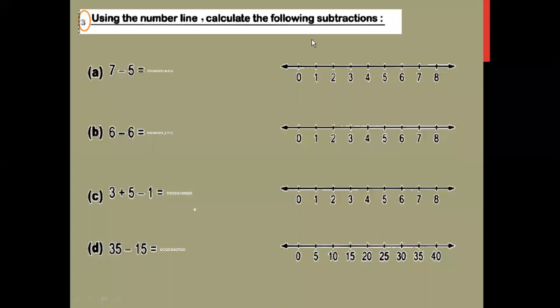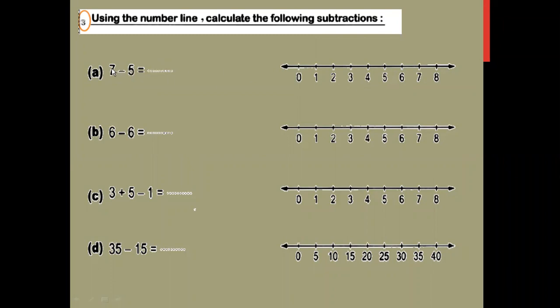This is our new lesson, okay? This is addition and subtraction by using the number line. 7 minus 5. I know that the result will be 2, but I want the result by using the number line, okay?